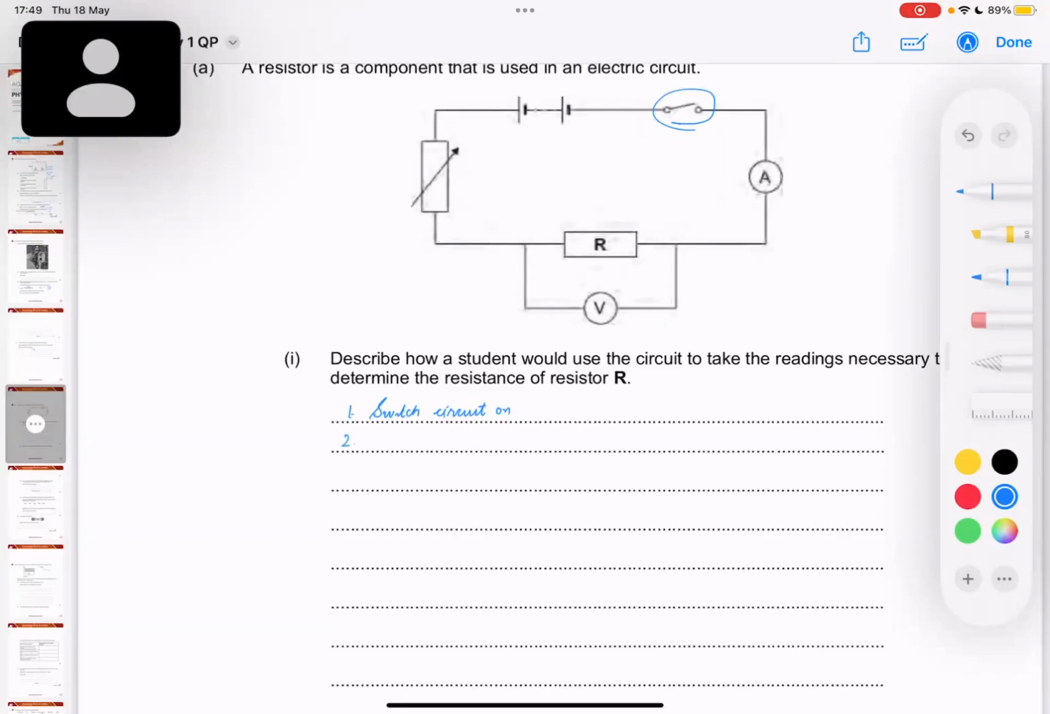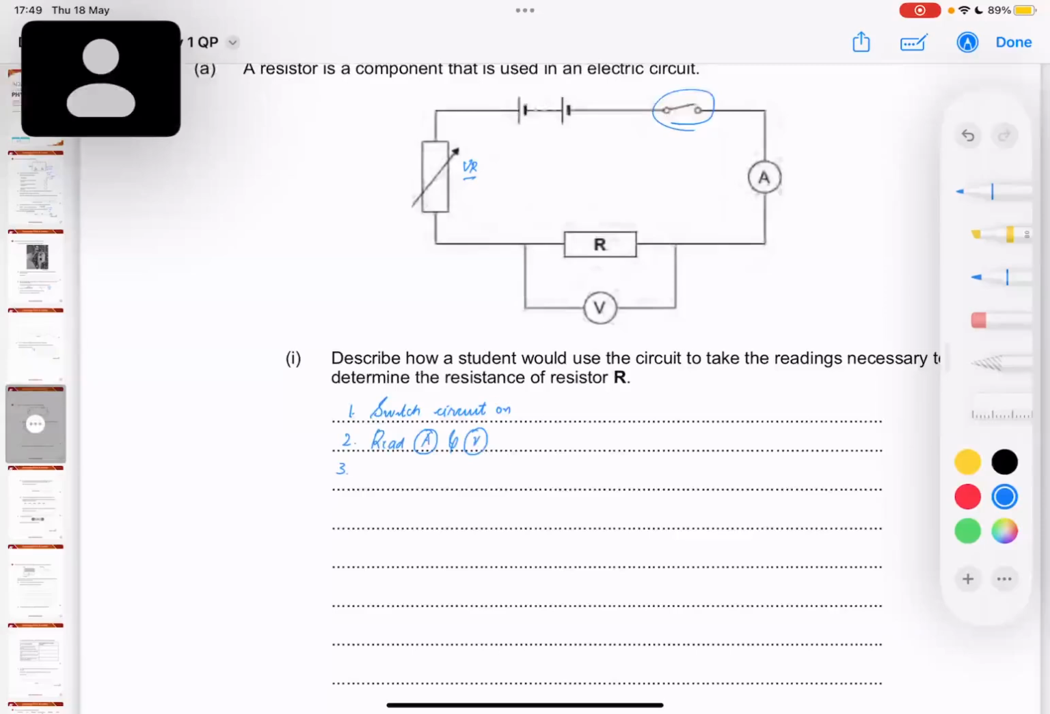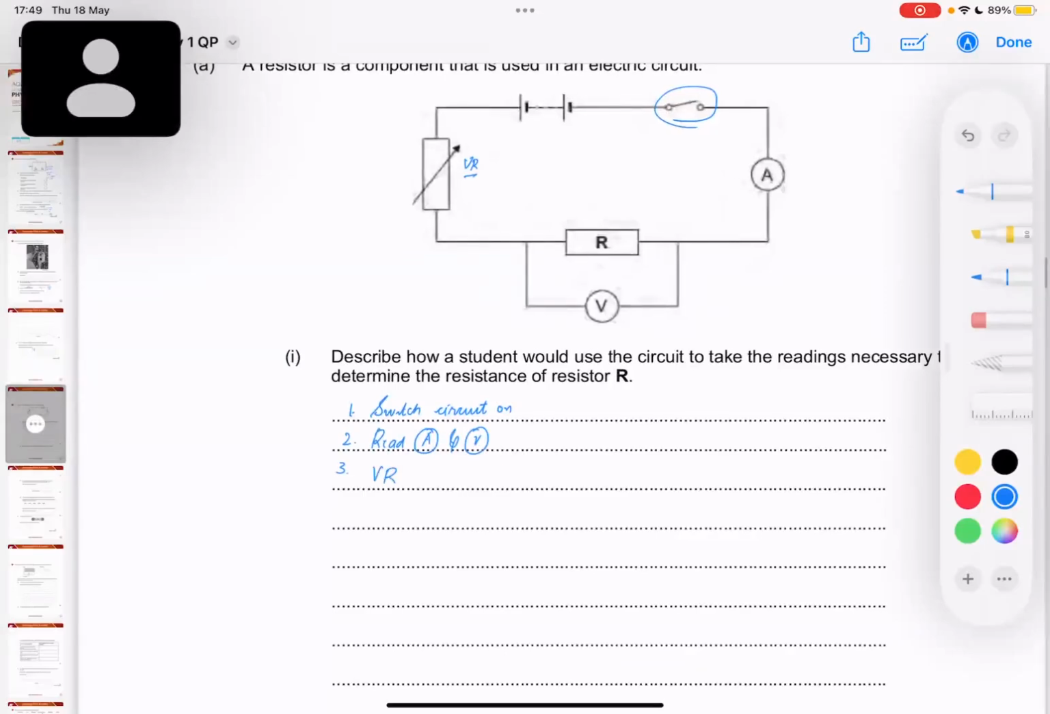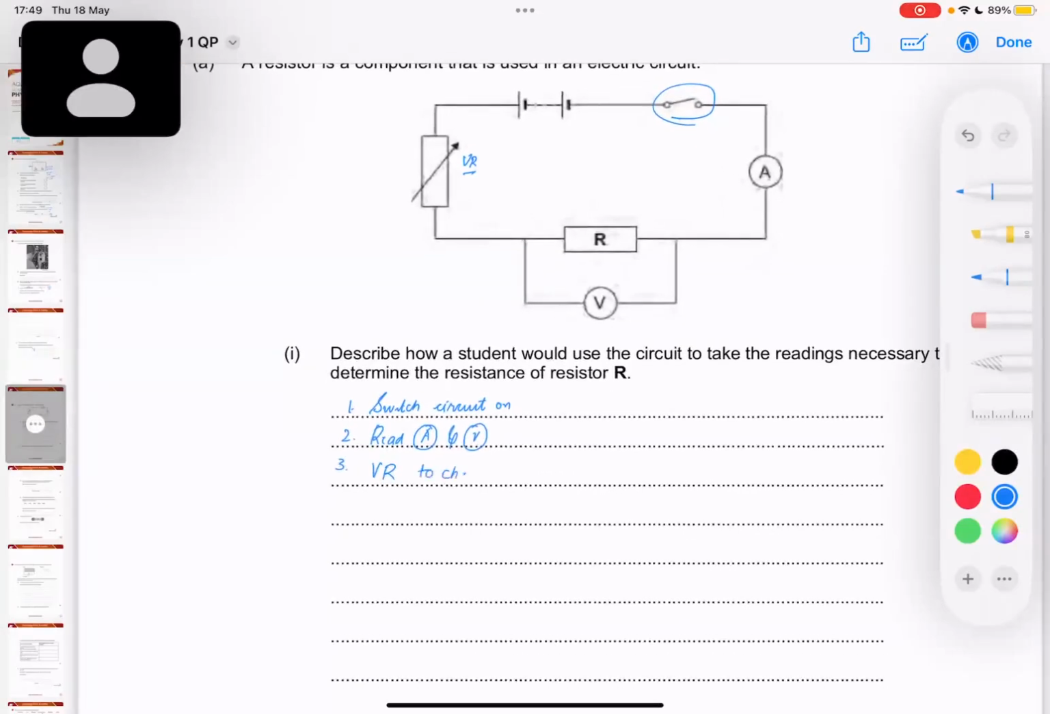Then you want to read the ammeter and the voltmeter. Then you are going to, this is a variable resistor, yeah? Then you're going to adjust the VR, the variable resistor, to change the current. What that will do then is change the current in the circuit. So you will get different readings in the ammeter and voltmeter again. So read the ammeter and voltmeter.